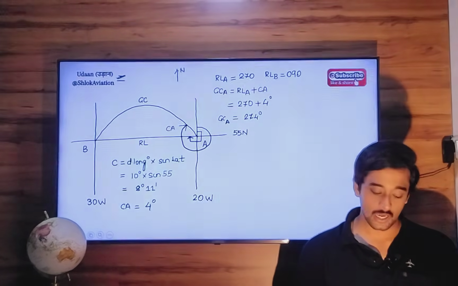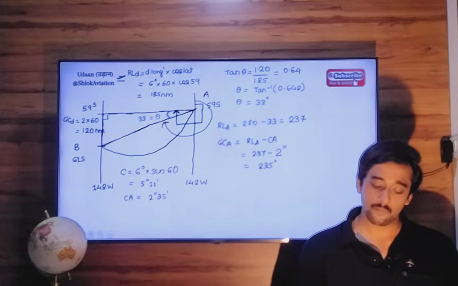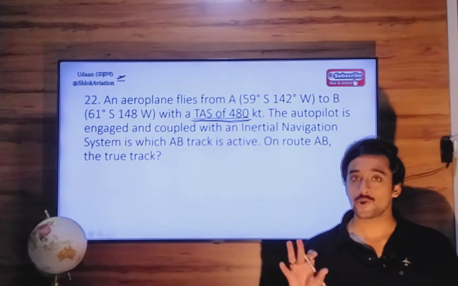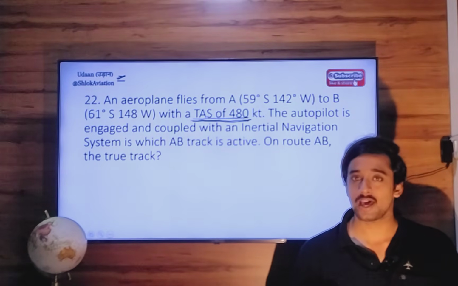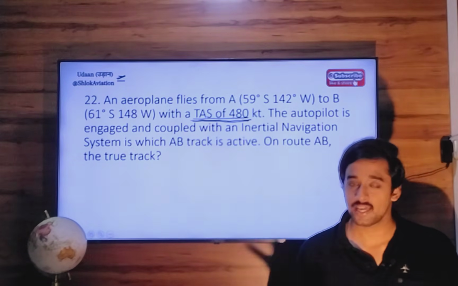A tricky sum, a tricky question, but if you apply the basics, you draw, you know the basics of direction, orientation, bearing, you will be able to navigate this question elegantly.